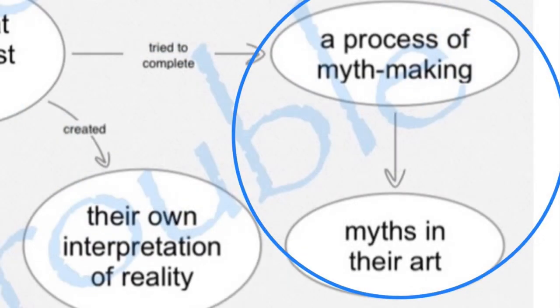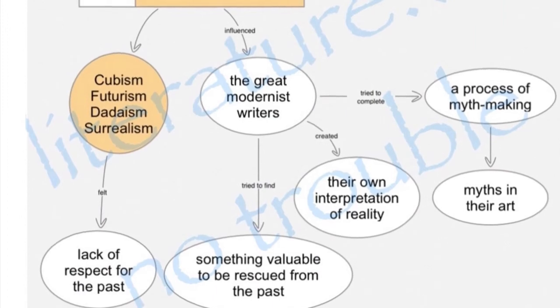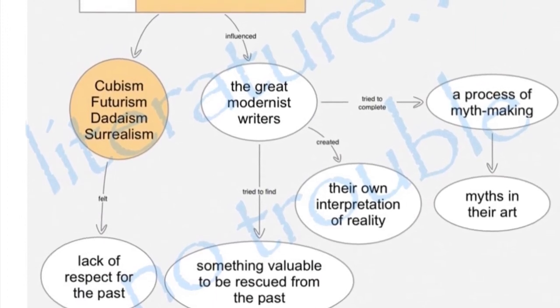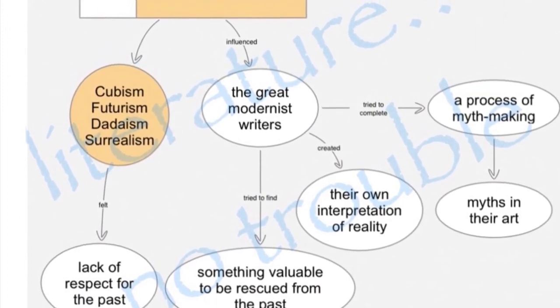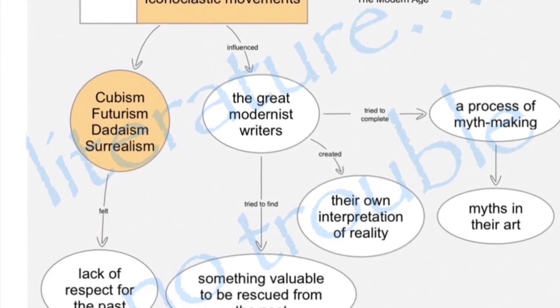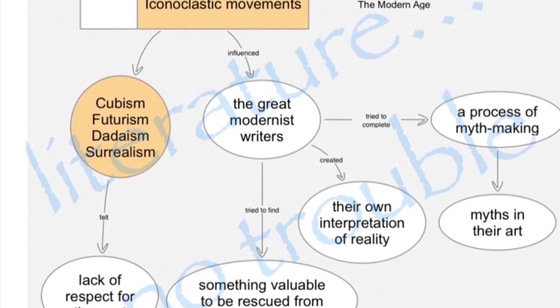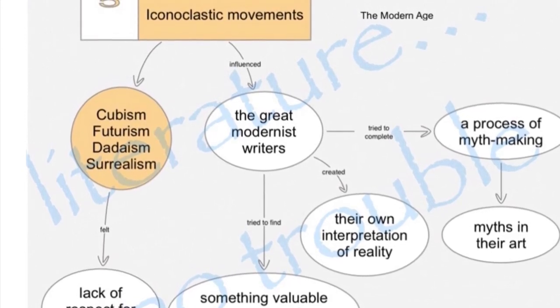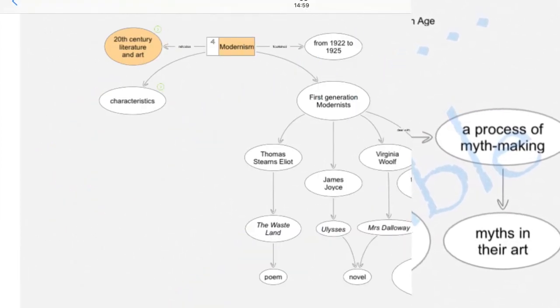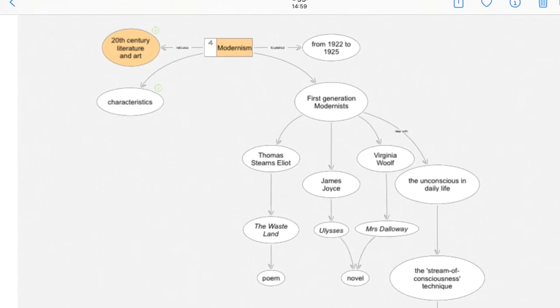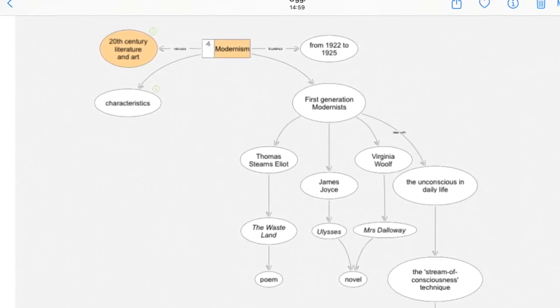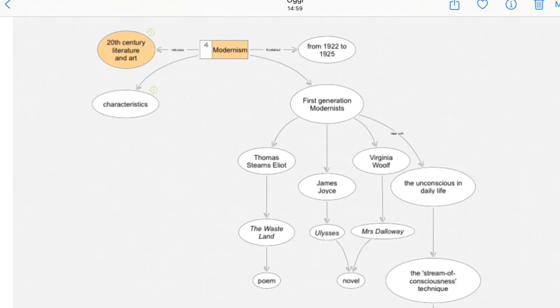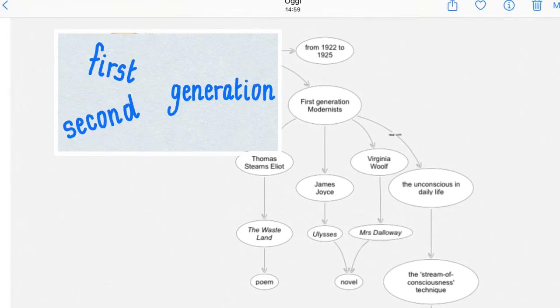The existence of myth within a novel or a poem served the purpose of emphasizing how vacuous and meaningless modern daily life was in the absence of any cultural, philosophical, theological, or scientific reference. Modernist writers are typically classified into two generations: first generation modernists and second generation modernists.